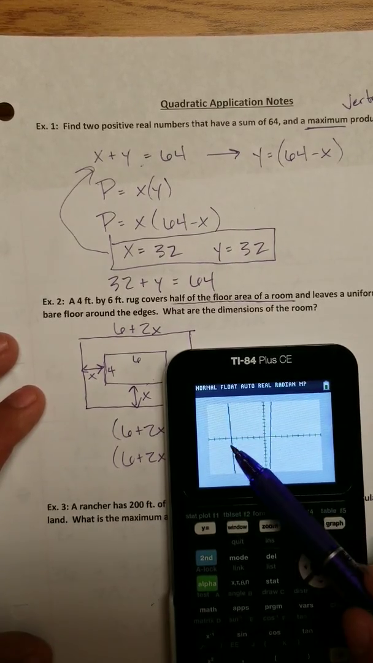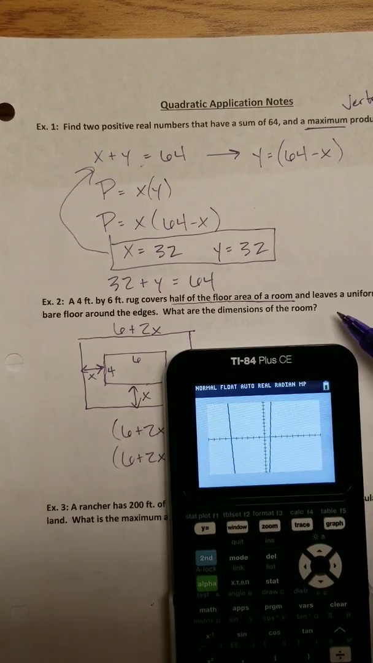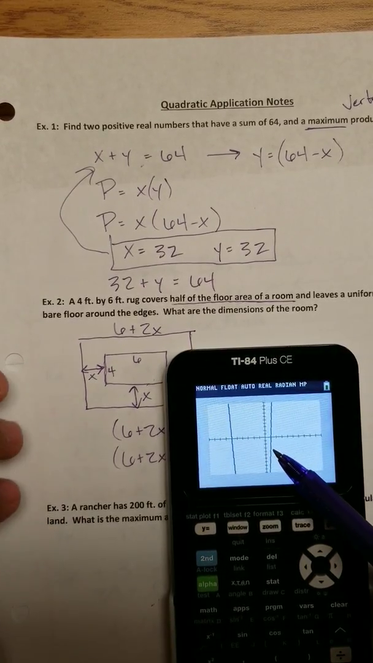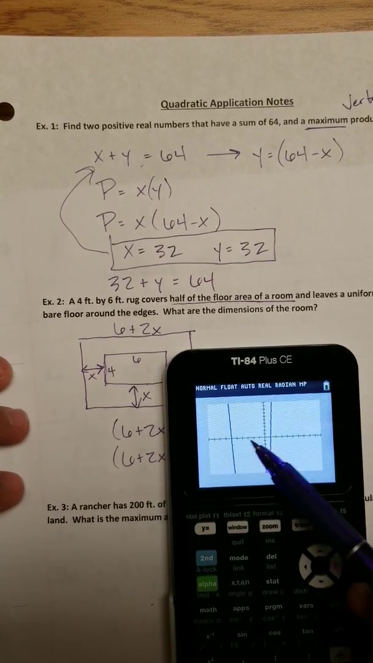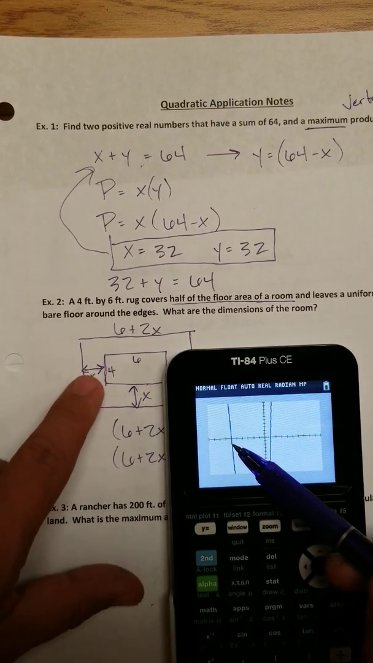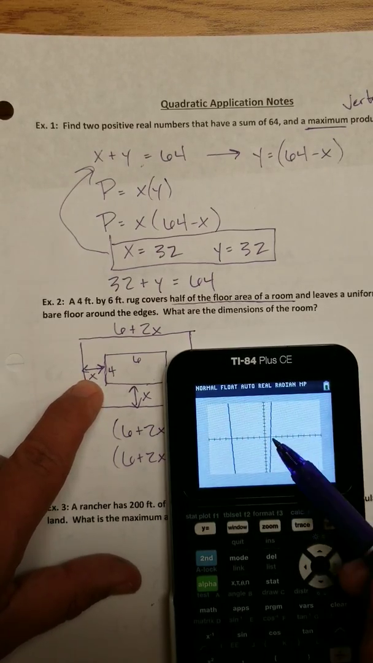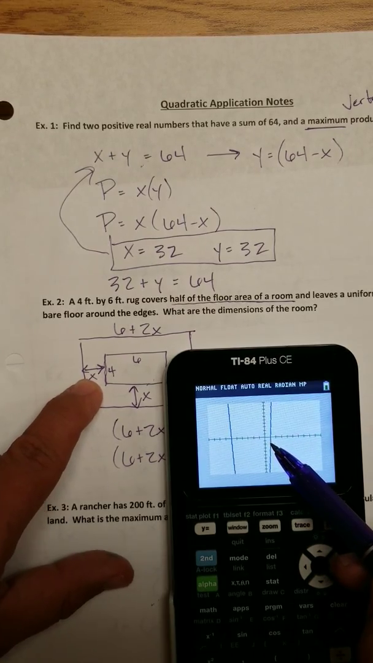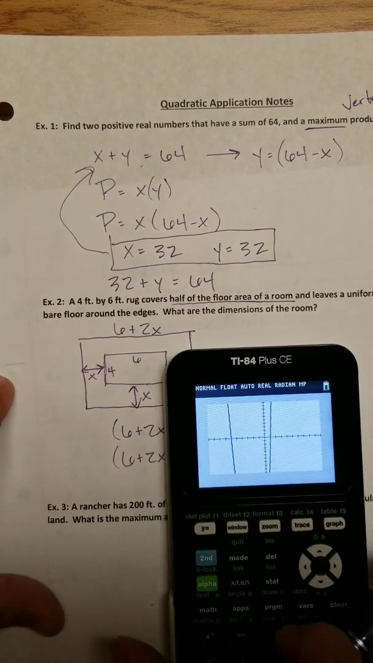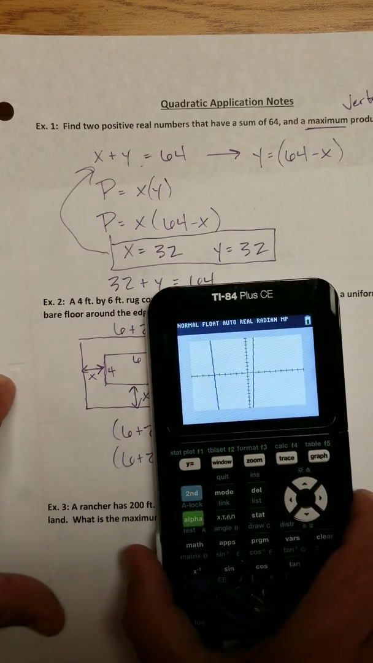Now you have two zeros here. Notice this problem didn't say anything about maximum or minimum, so we're not using the vertex. This time we're using the zeros. And you have two zeros here. You're not going to have a negative width right here. So that negative, what is that? Negative 6. That doesn't matter. It's the positive 1 that we're going to use. So x equals 1.